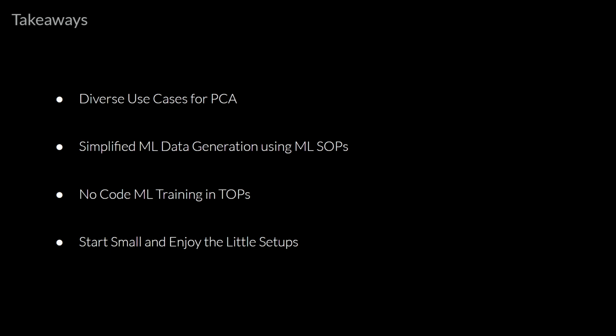Some takeaways. I think there's diverse use cases for PCA and you don't have to be afraid. You don't have to understand the math completely. You just need to know how and when this could be useful and have it in the back of your head if you come across one of those situations. There's also simplified ML data generation using the new ML subs that does a lot of the boilerplate work you had to do before. And you can now do no-code machine learning training in TOPs. So building artist-friendly tools is much easier. And also it's nice to start small and enjoy the little setups. You don't have to start using image generators and train your own LoRAs and whatnot to do some machine learning in Houdini.